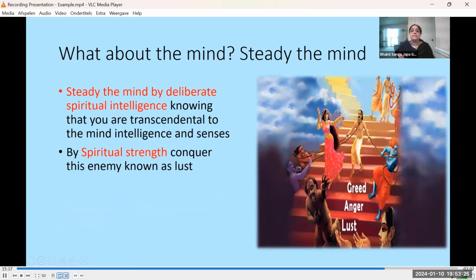This comes with reading of scriptures. So when we read scriptures, we gain sufficient knowledge to strengthen our intelligence, and our intelligence can eventually overpower the mind. This mind that is restless can become very steady. So by spiritual strength, by gaining knowledge from scriptures, by getting guidance from books like Bhagavad Gita, we can conquer this enemy known as lust.